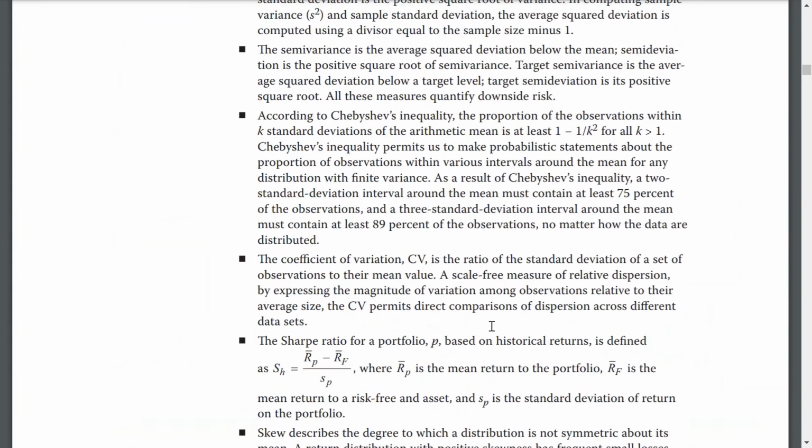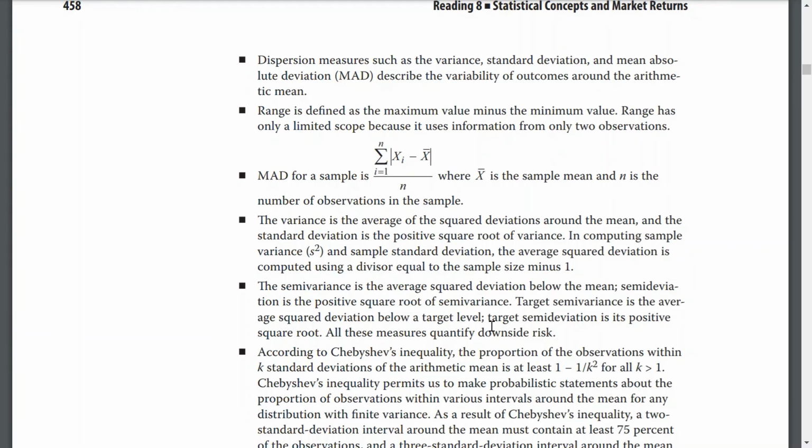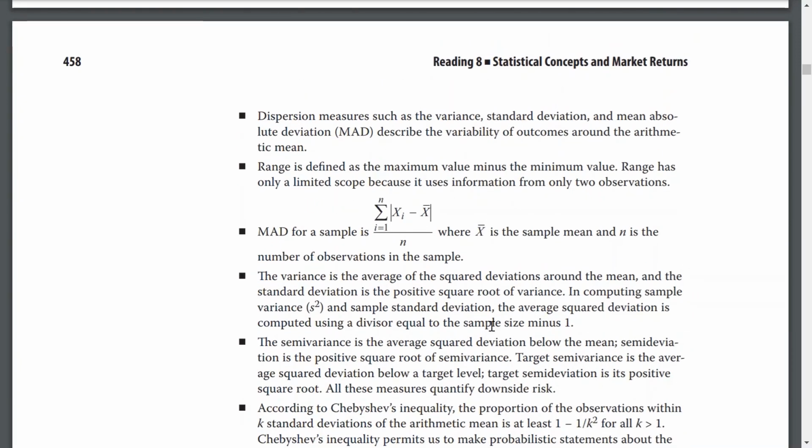Moreover, dispersion measures such as the variance, standard deviation, and mean absolute deviation, the MAD, describe the variability of outcomes around the arithmetic mean. Range is defined as the maximum value minus the minimum value. Range has only a limited scope because it uses information from only two observations. MAD, or the mean absolute deviation for a sample, is this, where X bar is the sample mean and n is the number of observations in the sample.